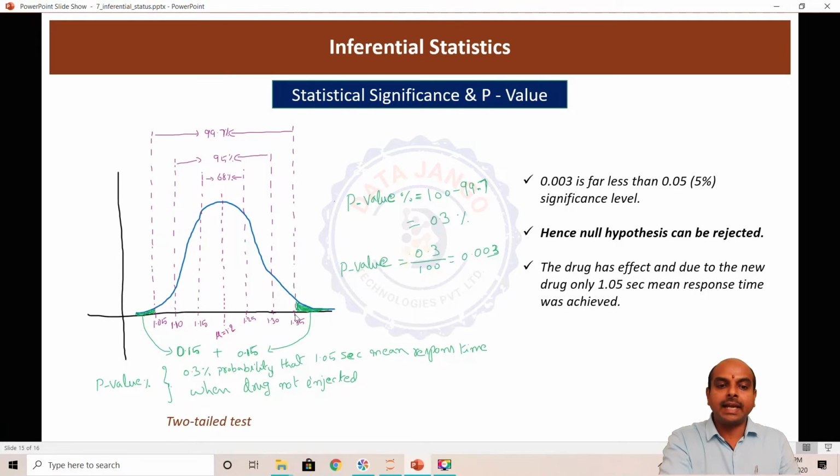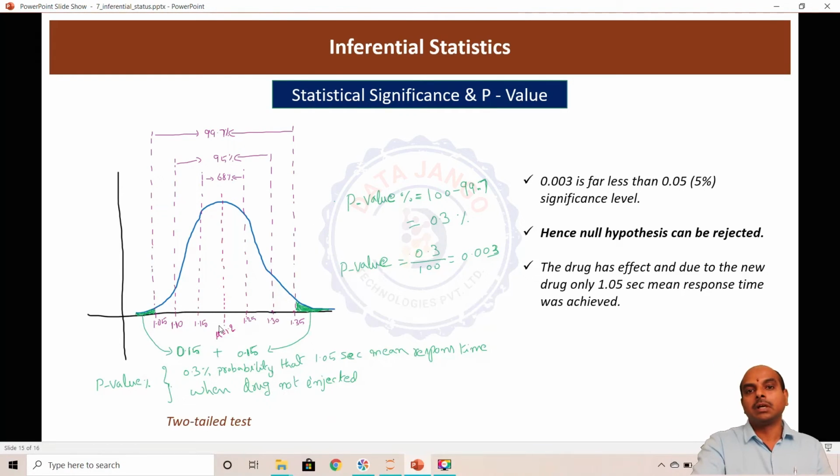Out of 99.7% of the times, when the drug was not injected, the rats were not responding that quickly, right? If you look at this diagram, you can assess that. 99.7% of the times it is not happening. How much percent of the time it is happening? Only 0.3% of the times it is happening. That means the p-value is 0.3 by 100, 0.003, or if you want to specify that as a percentage, 0.3%.